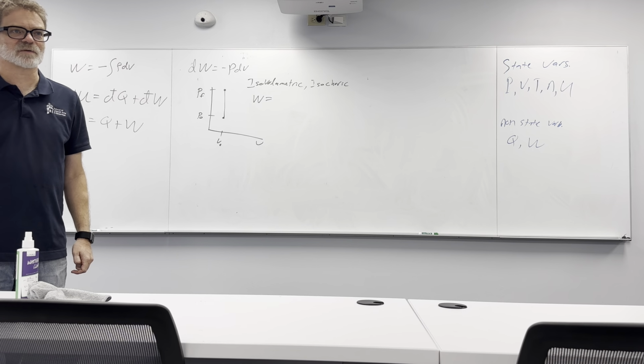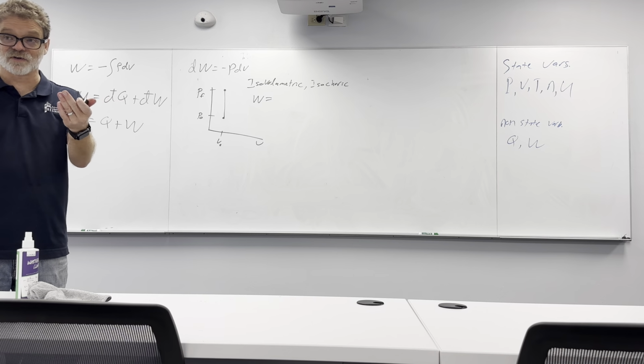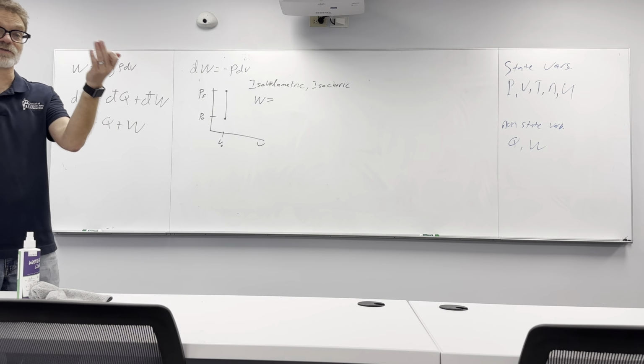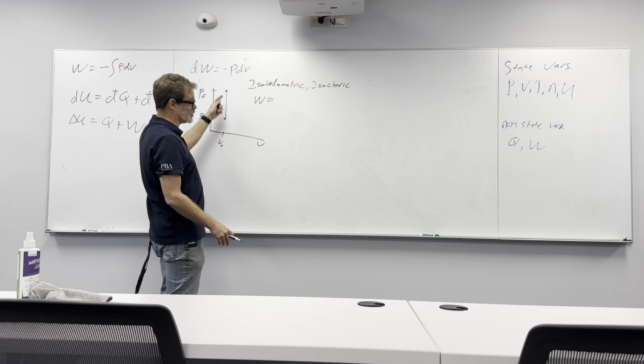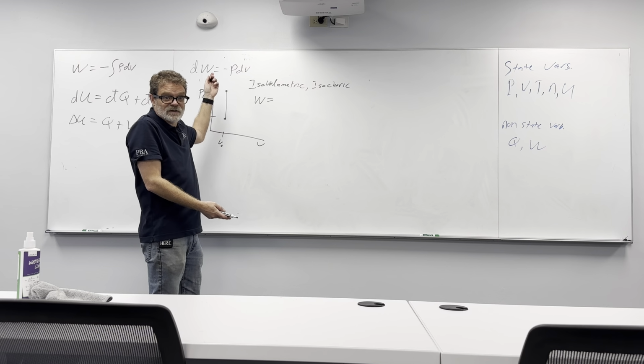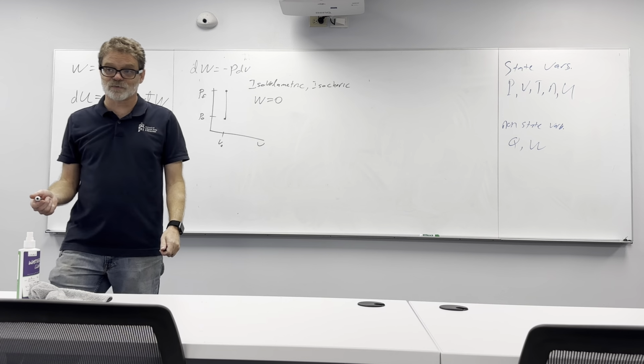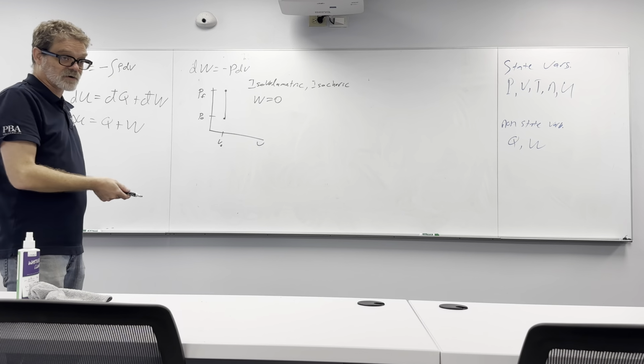Can you figure out the work in that process? Remember, the work is the integral P dV, which means what in terms of the graph? So it'd be 0, because there's no area. There's no change in volume. dV is 0, so the work is 0. So no work is done in the process of isochoric or isovolumetric.